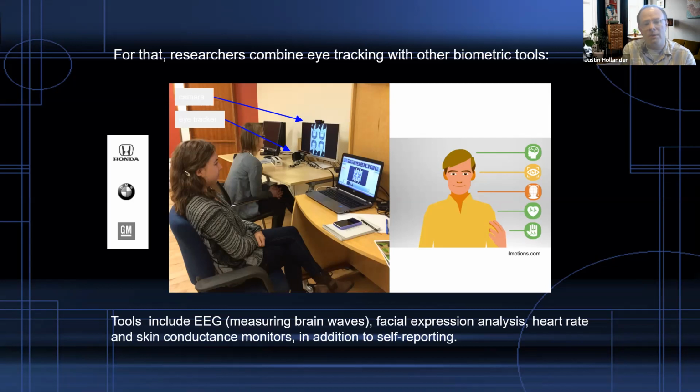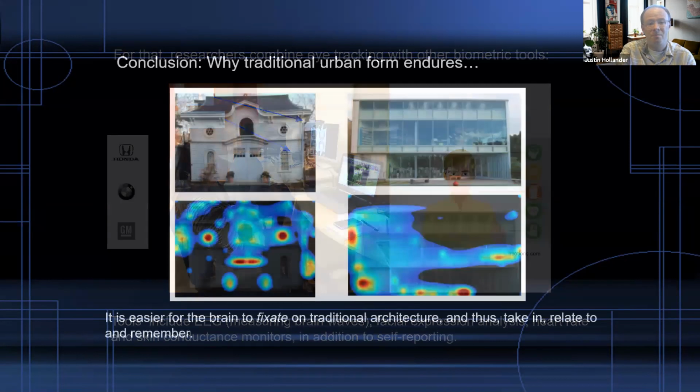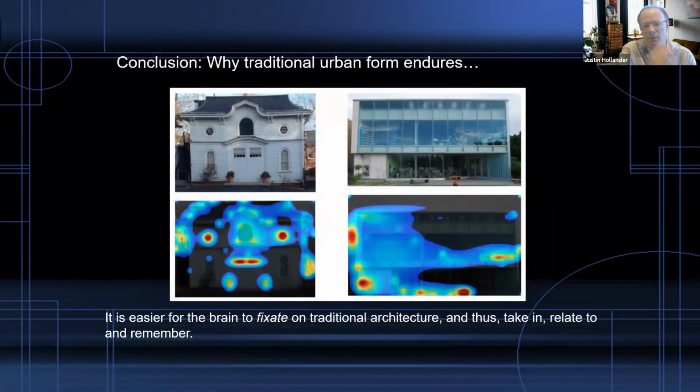So the car companies are using this technology, are using these kinds of biometrics, and they're designing cars considering this stuff. So urban planners really need to be using this as well to be able to design places that are good for people and aren't good just for cars. And it almost in many ways explains why traditional urban form endures.